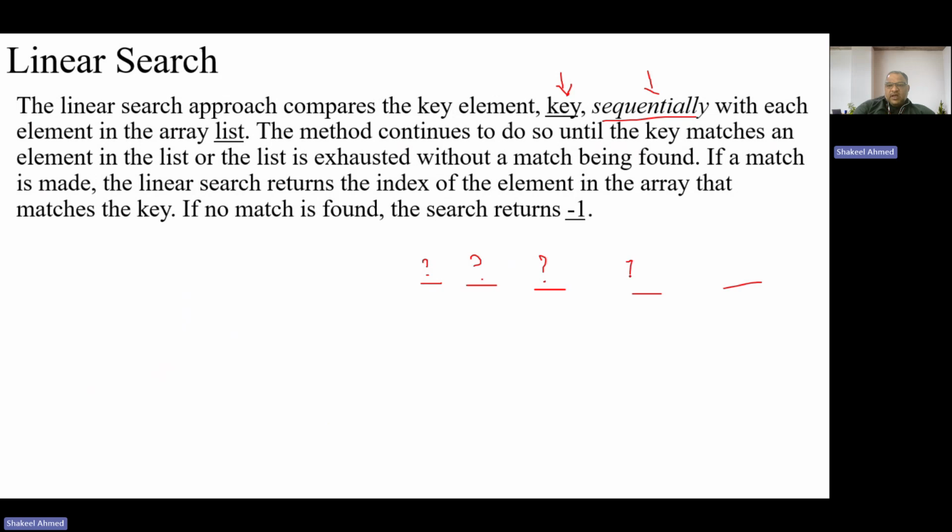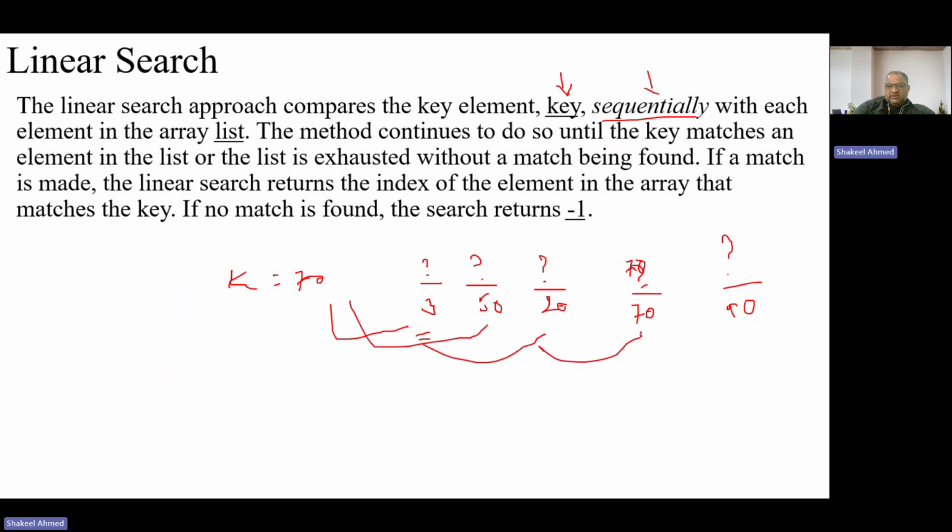So here, for example, I am looking for 70. Say I have a list here: 3, 50, 20, 70, and 90. The key element that I am looking for is 70. Starting from index 0, is it there? No. Is it the next one? No. Is it the next one? No. Is it the next one? Yes. So return that index. Whatever the position, you return the index.